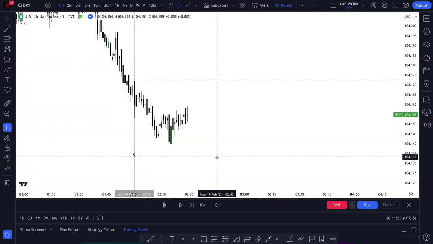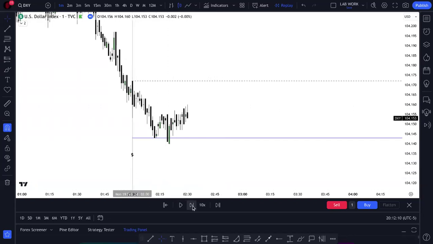If not, I'm going to look for any PD array that is going to be making market shift higher, right? There's a market break and there's a market shift. I want to see that market shift. So let's play it forward.